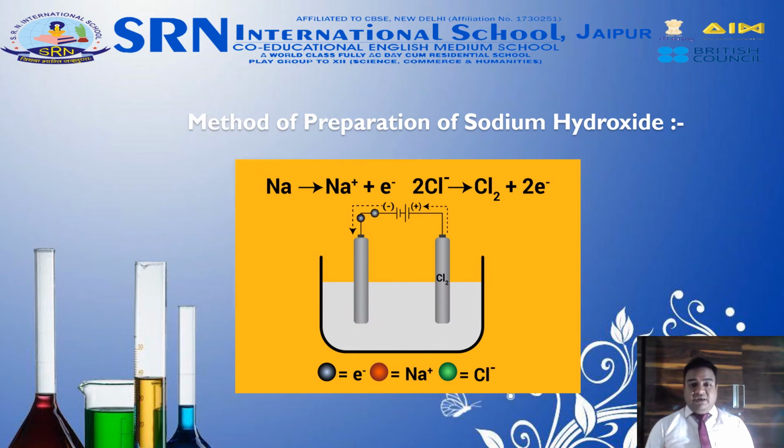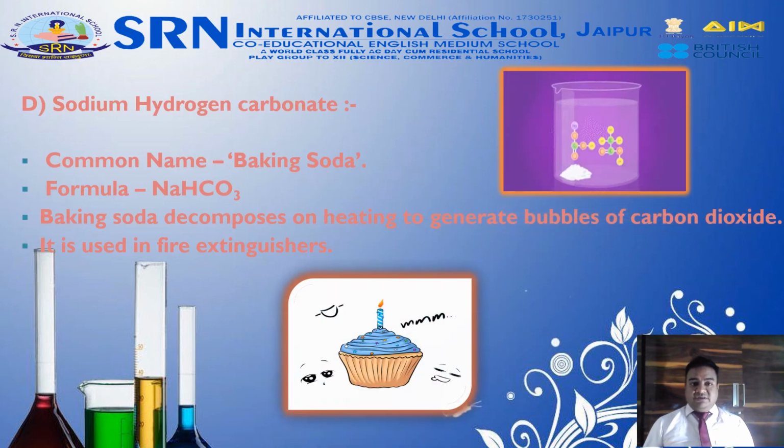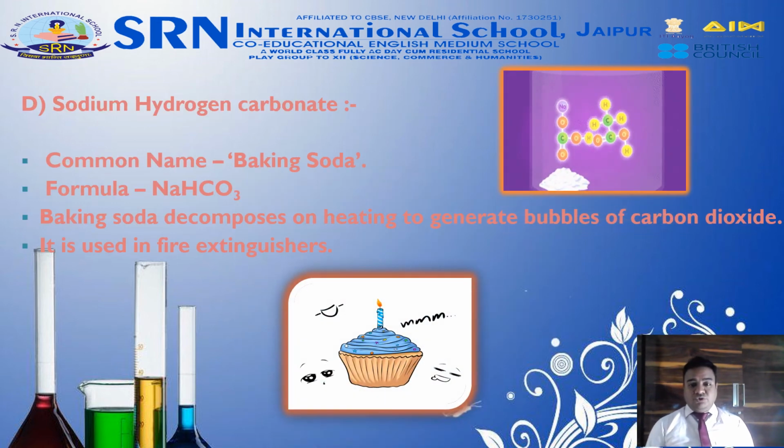Now let us see how it is prepared in the lab. It is prepared by mixing together sodium chloride with water to prepare a solution of brine, and if electrolysis is done on it, then we can obtain sodium hydroxide. So this was one of the important methods to prepare sodium hydroxide in the lab. Now let us see what sodium hydrogen carbonate is.